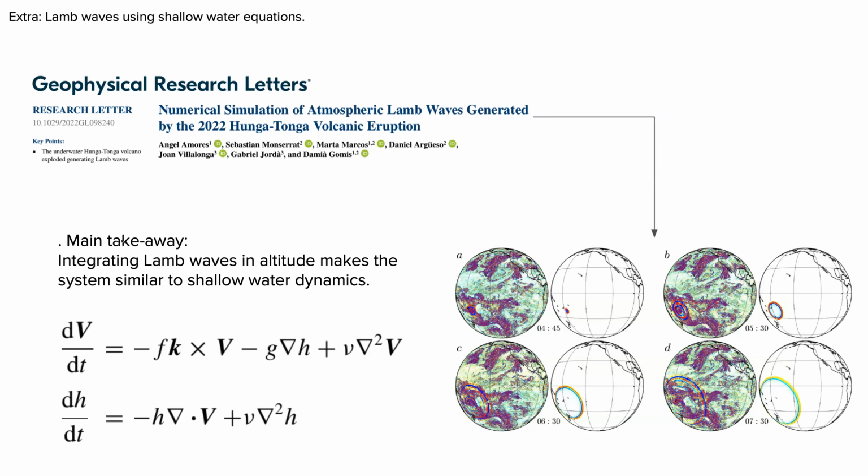I wanted to add, in an extra slide, that I saw this GRL paper that simulates Lamb waves, and it made a very interesting argument. I wasn't aware of this: if you take the system that reproduces Lamb waves in 3 dimensions and integrate in altitude, you basically get the shallow water equations. In the paper, I think they claim that the dispersion relations of these two systems are the same. These are the shallow water equations in a spherical shell.